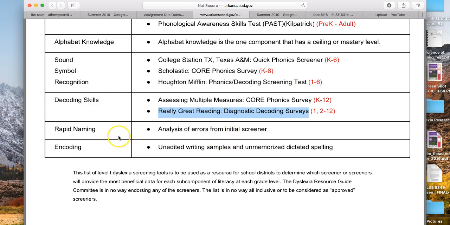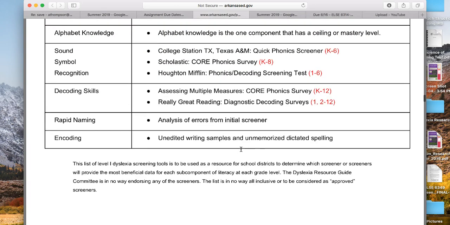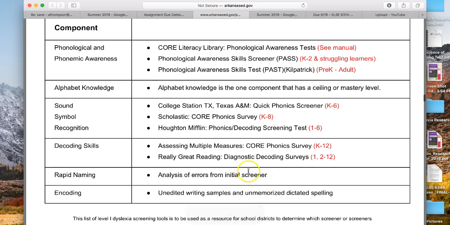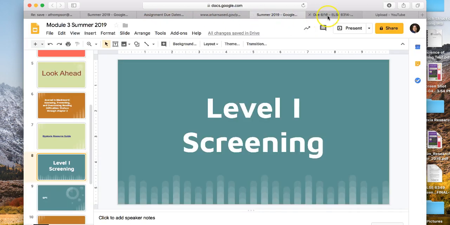For rapid naming, we could look at our Arkansas RAN again. And in encoding, we can look at our DSA again and any of their writing samples. We have already learned all but two of these areas, so those are the two that we focus on this module.